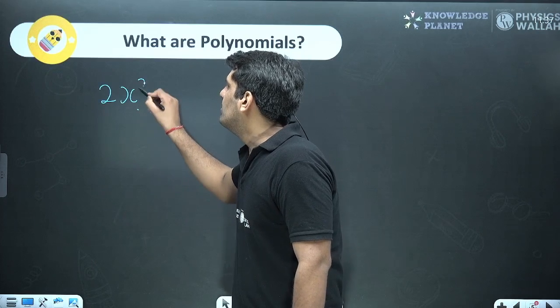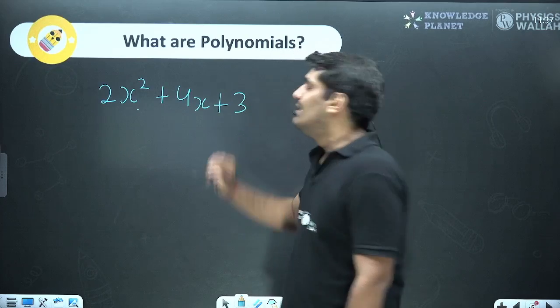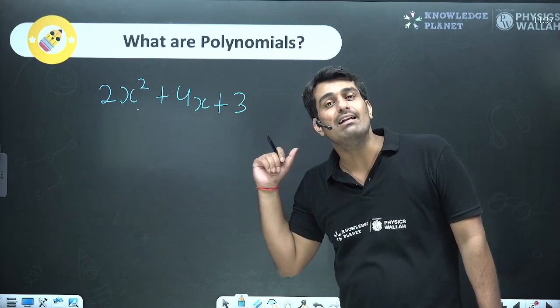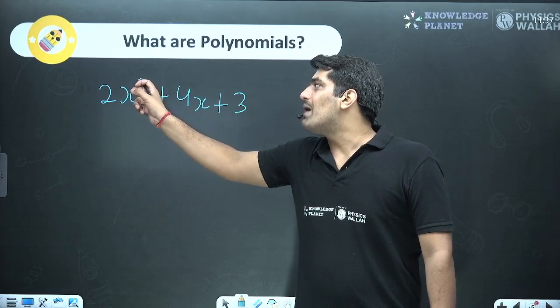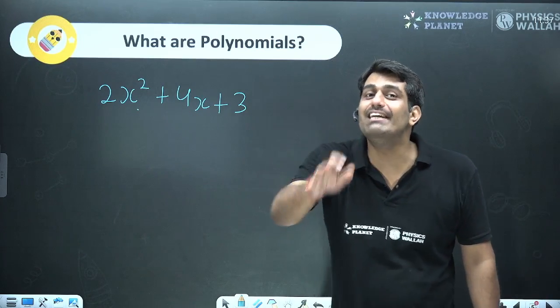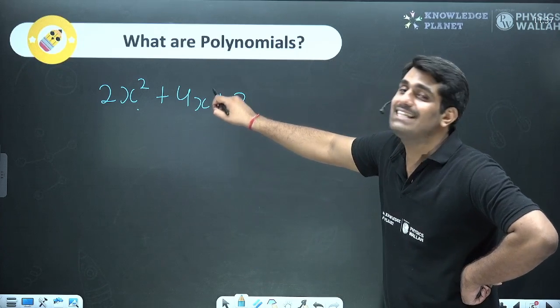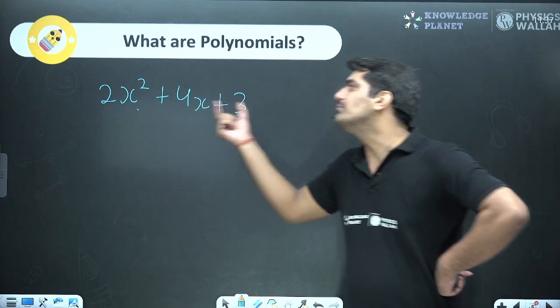2x square plus 4x plus 3. Does it go well with our definition of polynomial? Yes, it works very well. Why? Because we have a power of x. Over here we have a power of x as 2. This is clearly visible. But one thing most of the students might miss is x is having power 1 in the second term. Now this is one term, this is second term, this is the third term.